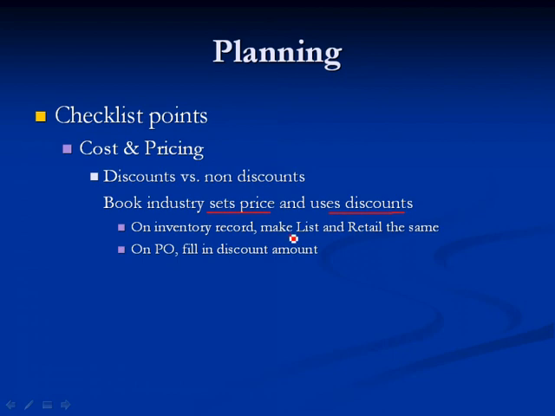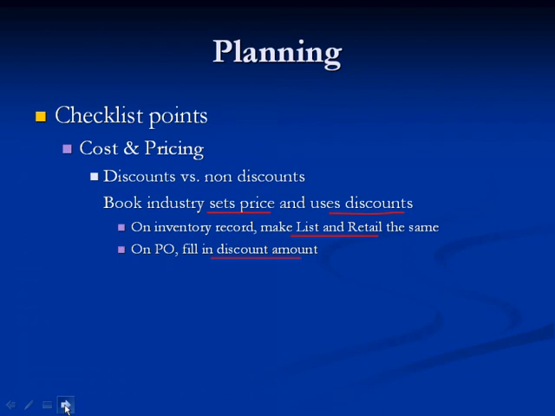You want to make the list and the retail the same. Whether it's a book item or a non-book item, the question is, are you getting a discount or not? If you are, make the list and retail the same. And then on the purchase order, fill in the discount amount. What we want you to do is to work with what you know. What you know is what the item is selling for, and what you know is the discounted amount.